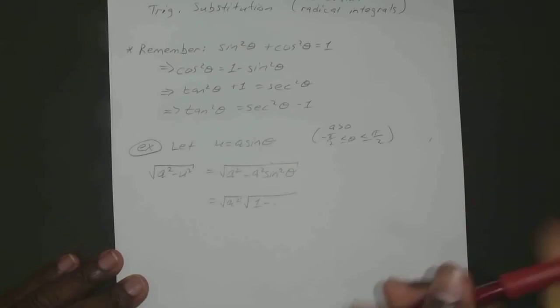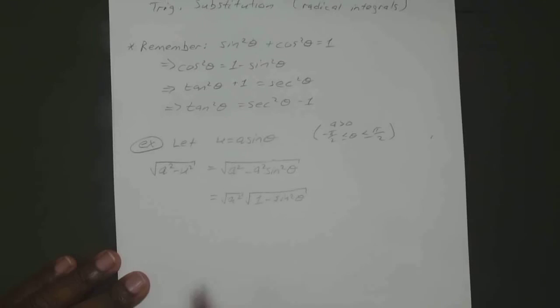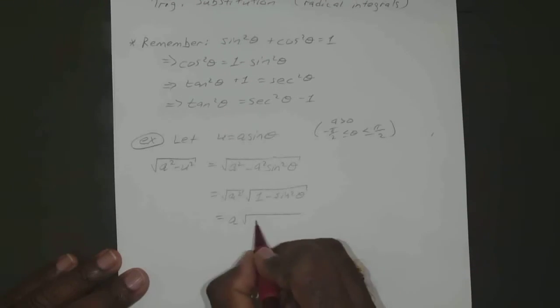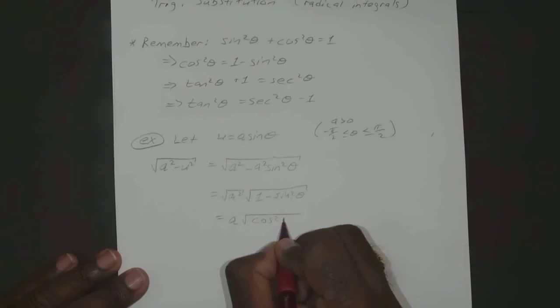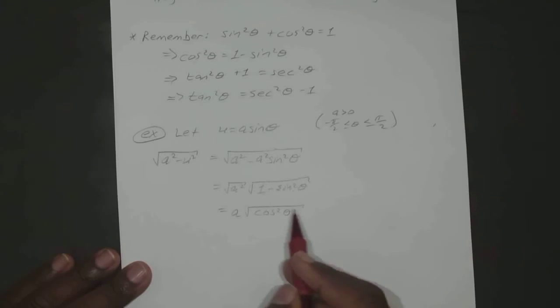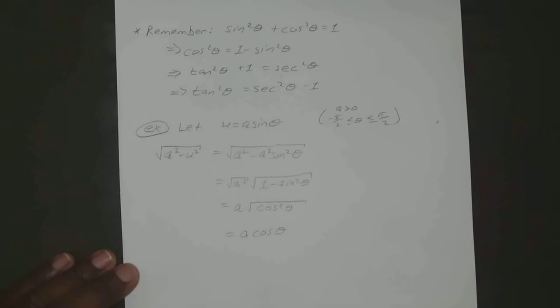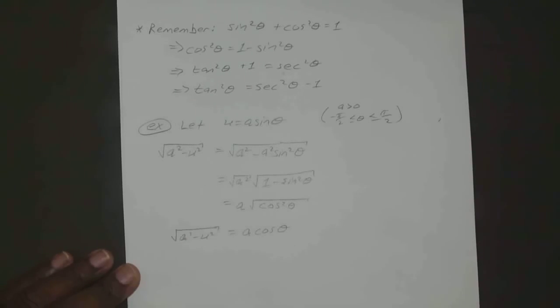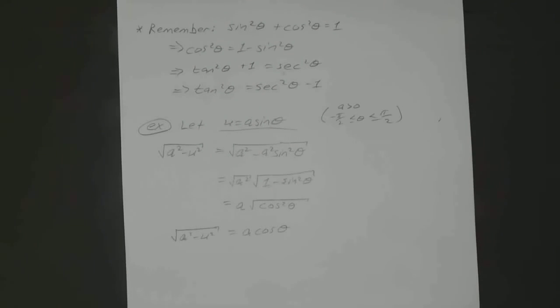Jumping ahead. Okay, the square root of a squared is just a. Times the square root of 1 minus sine squared theta, which is cosine squared theta. The square and the square root cancel each other out. So you have a cosine theta. Okay, so we can actually rewrite our square root of a squared minus u squared as a cosine theta if we let u equal a sine of theta.